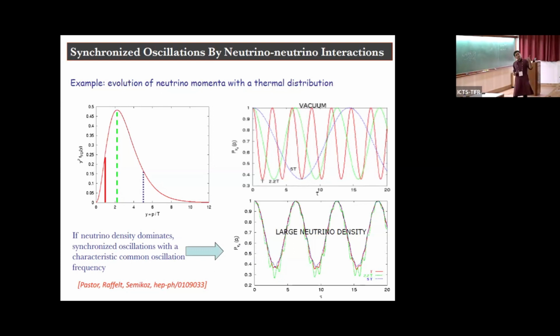If you remember, for the vacuum and for the MSW, the oscillation depends on the energy. For example, if it's a vacuum scenario, if you do not put this neutrino-neutrino interaction term, neutrinos with different energy have a very different oscillation frequency. But the moment you switch on this neutrino-neutrino interaction, with a large neutrino density, all of them start showing the same synchronized behavior. This is again exactly like a polarization vector scenario.